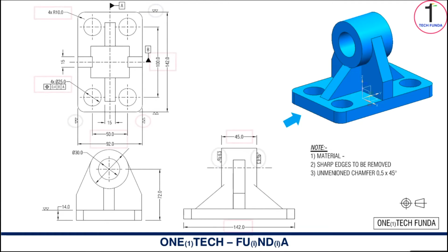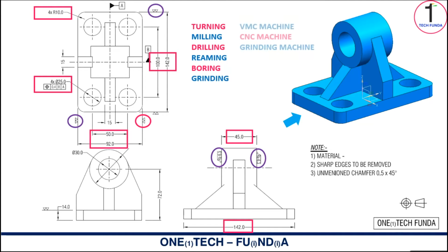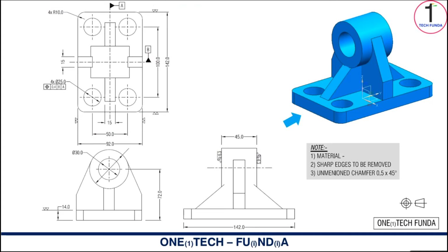In the drawing, surface finish, dimensions and their tolerances are given. From those parameters, we can define the manufacturing process, and that process can be turning, milling, drilling, reaming, boring or grinding, and which machine should be used for manufacturing is defined by this process. The material, heat treatment and special notes are also given in the drawing that you can see here.